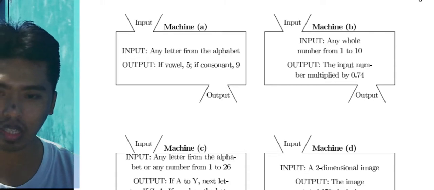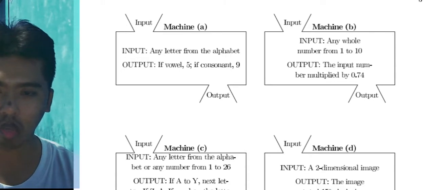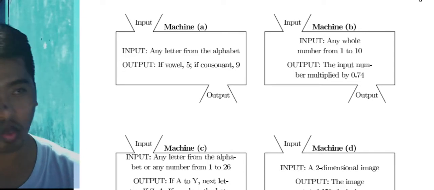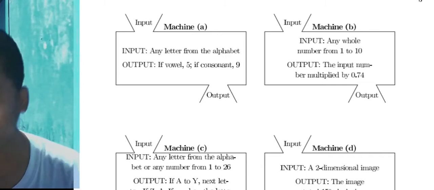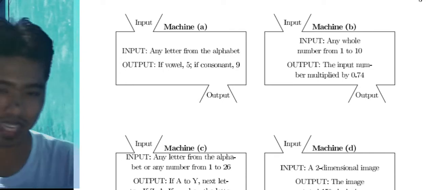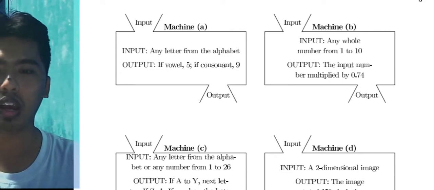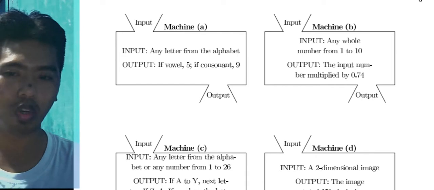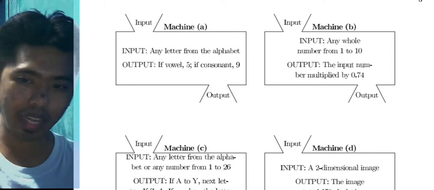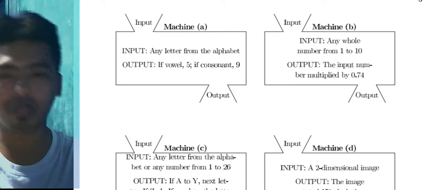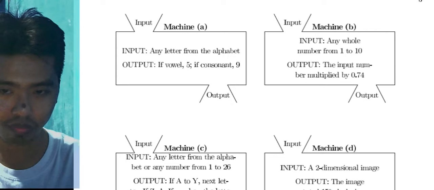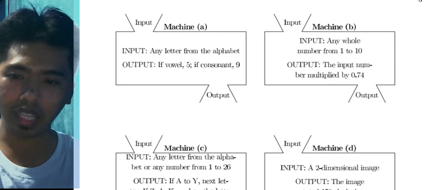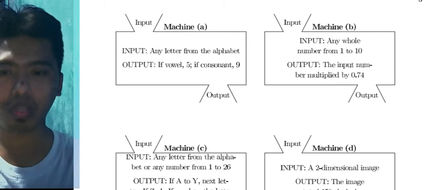So since the input here is any letter of the alphabet, how many letters are in the alphabet? 26 or 28? 26. So, all right, 26 from A to Z. Okay. If we say vowel, guys, A, E, O, U, then if you're going to put A, then the output would be 5. So there is no other output. It's only 5. If you put E, your output would be 5.